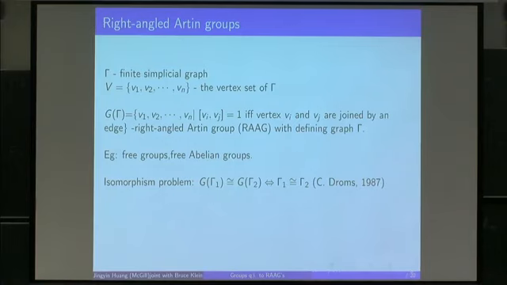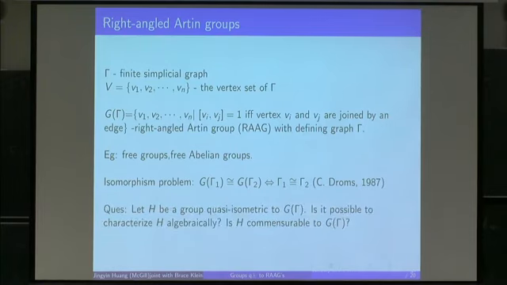Today our focus is going to be on the quasi-isometric classification. This is the question we want to answer today. We pick any group H, let's say any finitely generated group, quasi-isometric to our RAAG G of Gamma. We ask whether we can characterize H algebraically. In particular, can we say H is commensurable to G of Gamma, given that H is quasi-isometric to G of Gamma? This is the main question I'm going to focus on today.